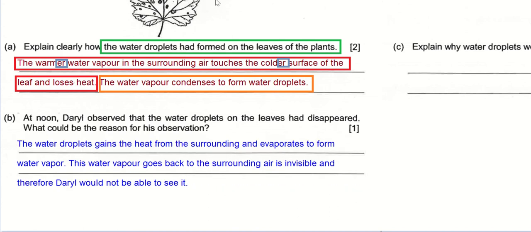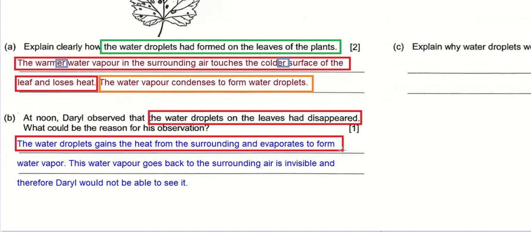So the evidence again, what's the evidence? The evidence is here, the water droplets on the leaves. Sorry, not evidence, the claim. So this is the claim. Because the claim is in the question, you do not have to write the claim in the answer. So what is the evidence? The evidence is this: the water droplet gains heat from the surrounding and evaporates to form water vapor. This is the evidence.